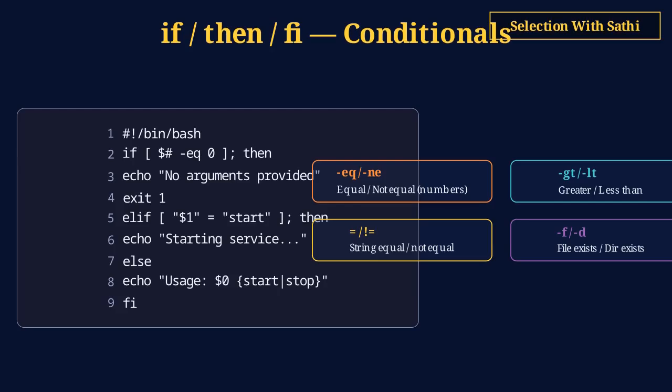For numeric comparison, use -eq, -ne, -lt, -gt, -le, -ge. Not the less than and greater than symbols. Those are redirection operators in bash. File tests: -f checks if a file exists, -d for directory, -r for readable, -x for executable.